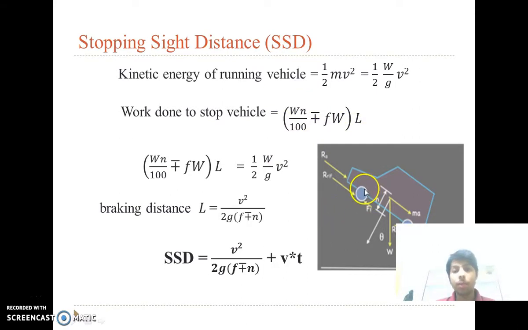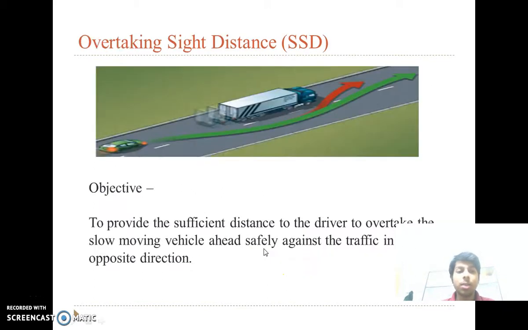Now what happens when the vehicle is moving downward? Then friction force is upwards and weight of vehicle component is in downward direction, so we will use the minus sign. Now let's calculate the braking distance. When we equate these two, then we can calculate L. This is called the braking distance. The stopping sight distance is the summation of braking distance plus lag distance. So this is our braking distance and this is our lag distance. So that was all about the stopping sight distance.